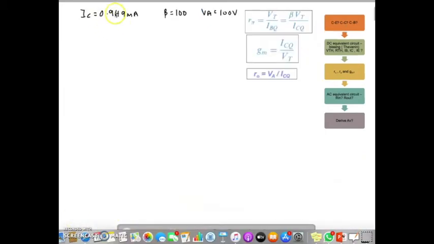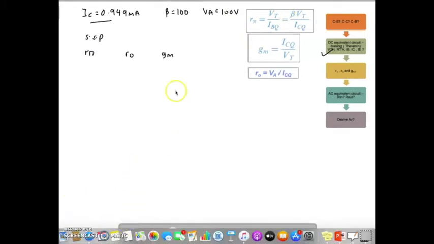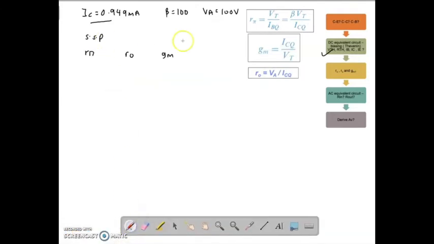Okay class, so once you already find out your IC, we are now in the third step. You need to find what we call small signal parameters, where we have R pi, R naught and GM. Based on the formulas given here, you're not going to memorize the formula. How are you going to find the value of your R pi? This formula will be given in the exam.